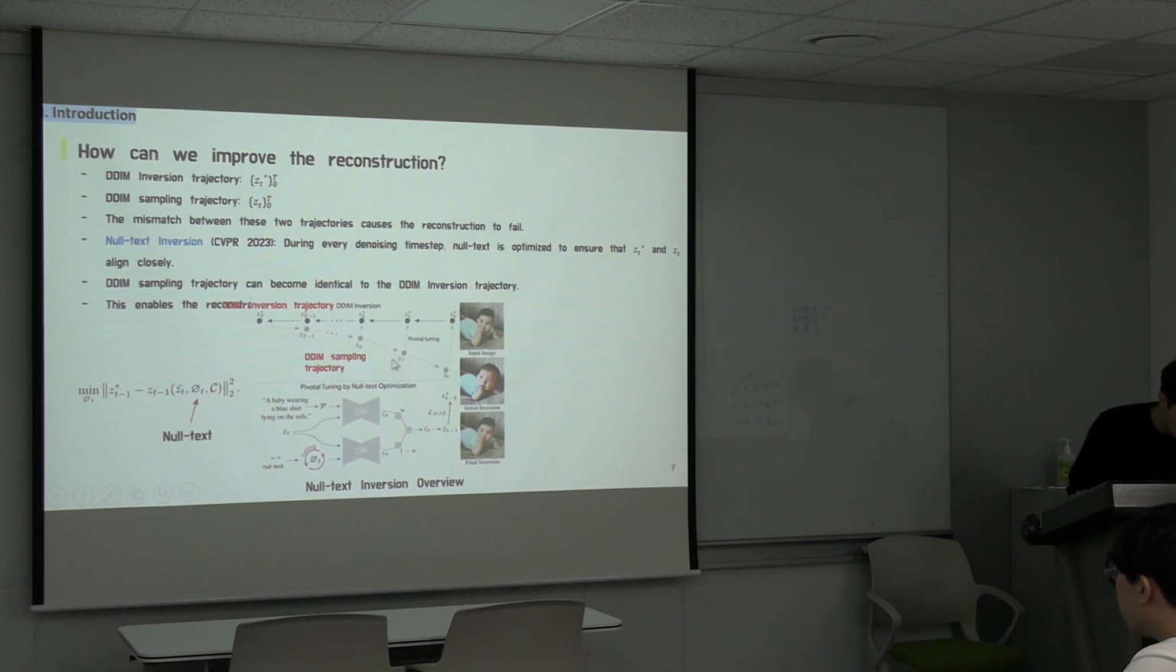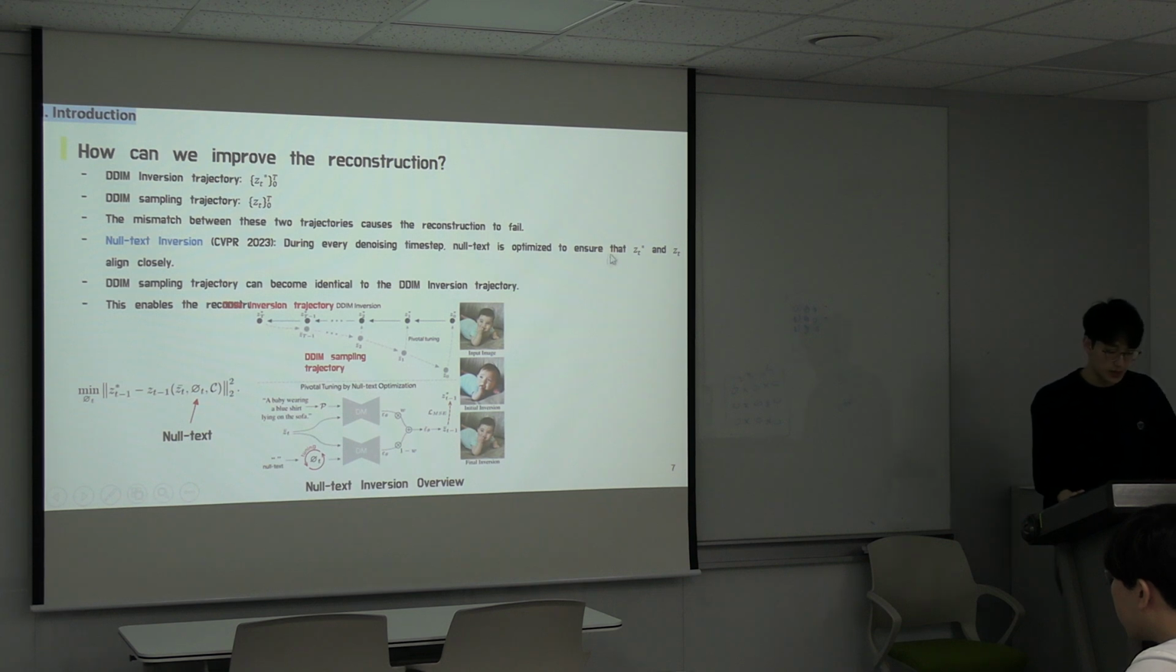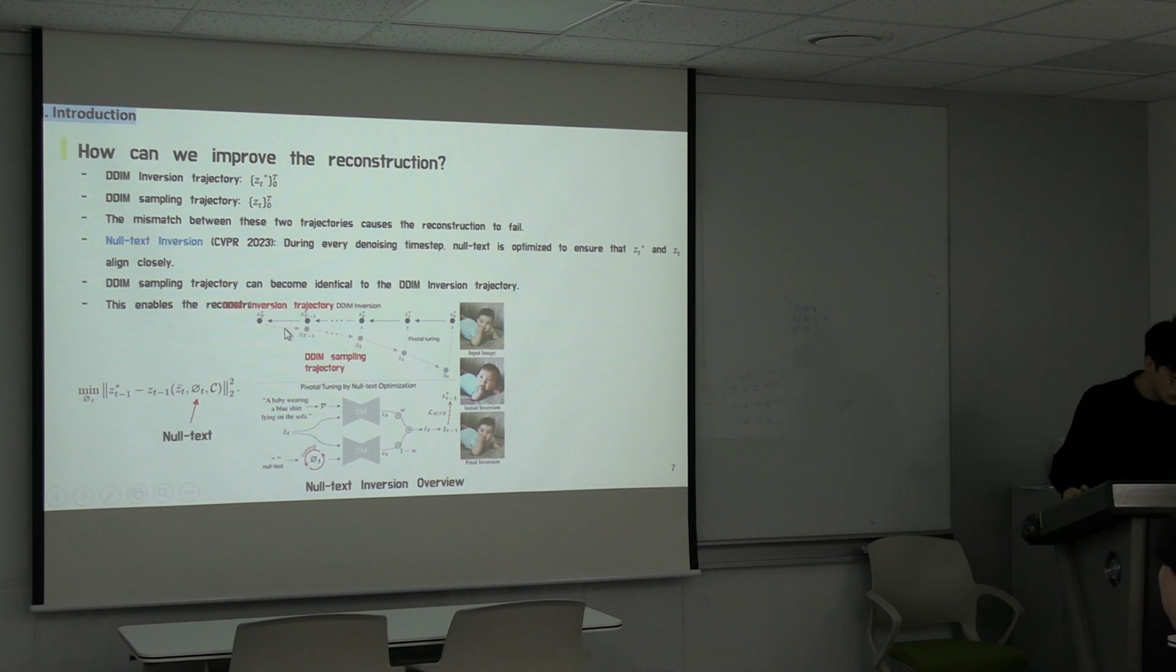We can see that the distance and mismatch between these two trajectories cause the reconstruction to fail. So null text inversion proposed a method where, during every denoising step, the null text is optimized so that z_t star and z_t align closely. Through this method, the DDIM sampling trajectory can become identical to the DDIM inversion trajectory. So this enabled the reconstruction to succeed.